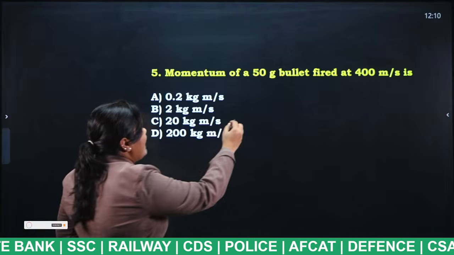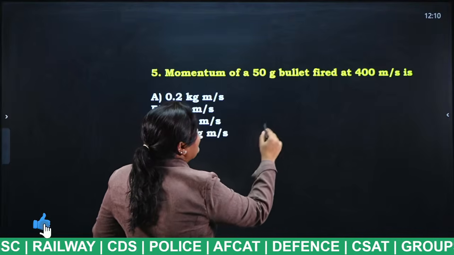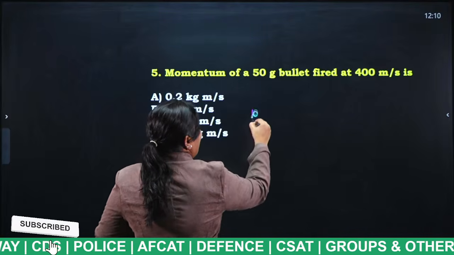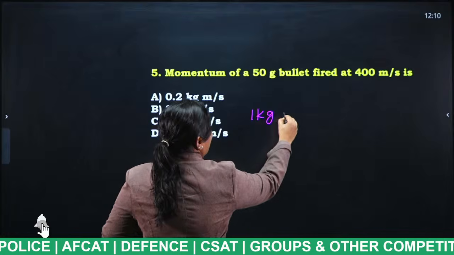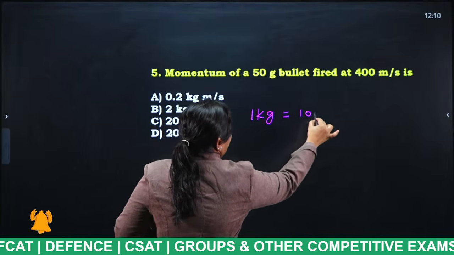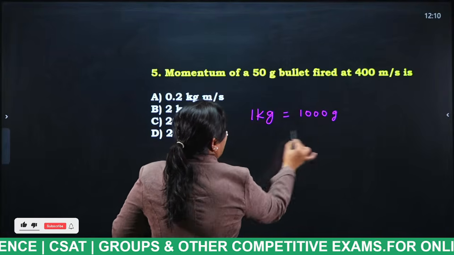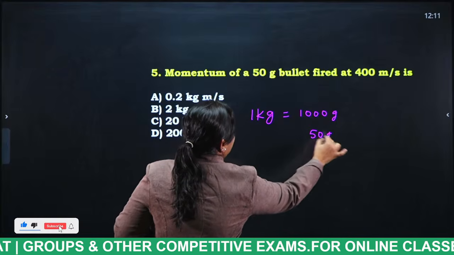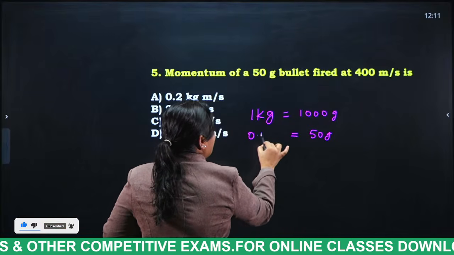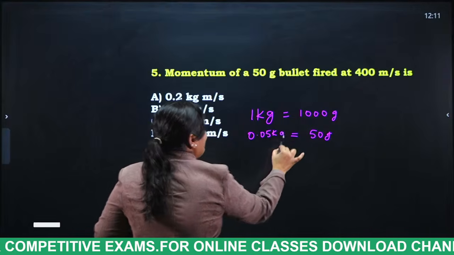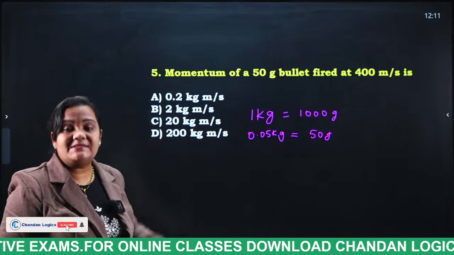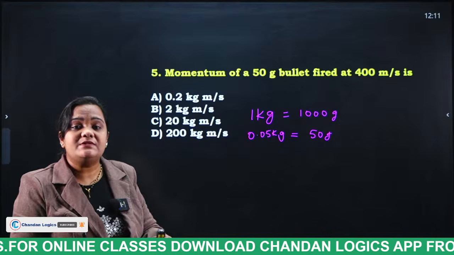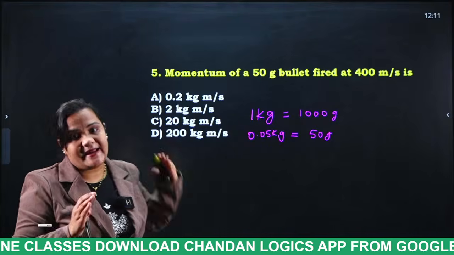So what are the given values here? Momentum of a 50 grams bullet. So 1 kg is equal to how many grams, students? 1 kg is equal to 1000 grams, right? So 50 grams is equal to how many kgs? 50 grams is equal to 0.05 kgs. Why do we have to convert grams into kgs? Because the given answers are in kgs.